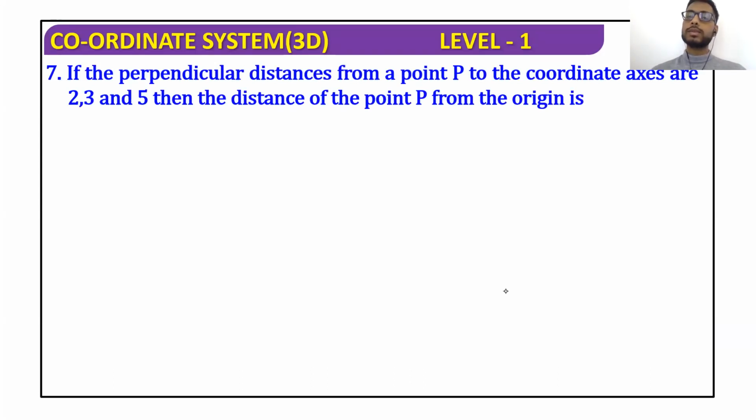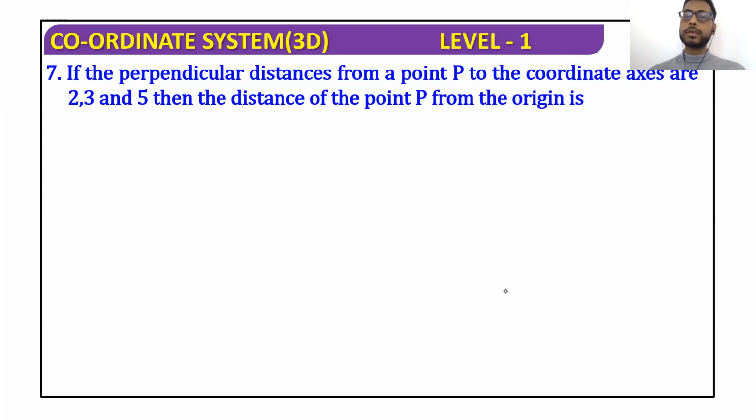Perpendicular distances of a point to the coordinate axes are given to you. You have to find the distance of point P from the origin. So in this particular case, let us say that my point P has coordinates of x, y, and z. So distance from origin is nothing but under root of x square plus y square plus z square. So to solve this question, I want the values of x, y, and z. But can I get values of x, y, and z? Because if I have values of x, y, z, I can easily find the distance from origin.